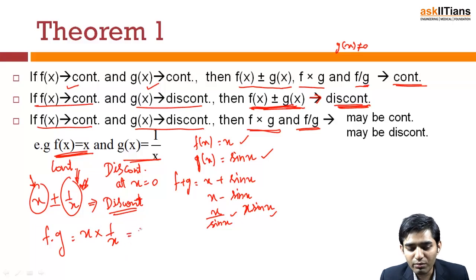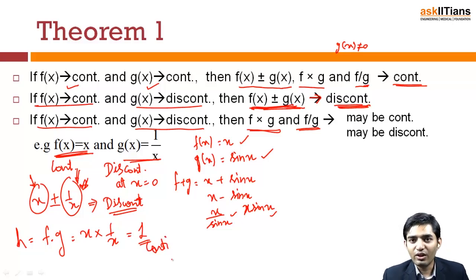So f into g will be nothing but 1, x and x will get cancelled, okay? So the product of two functions is 1. So this is a new function h(x) which is equal to 1, right? Now h(x) equal to 1 is a continuous function, right? So if one function is continuous and the other function is discontinuous, then the product may be continuous or it may be discontinuous, right? So nothing can be said about it.